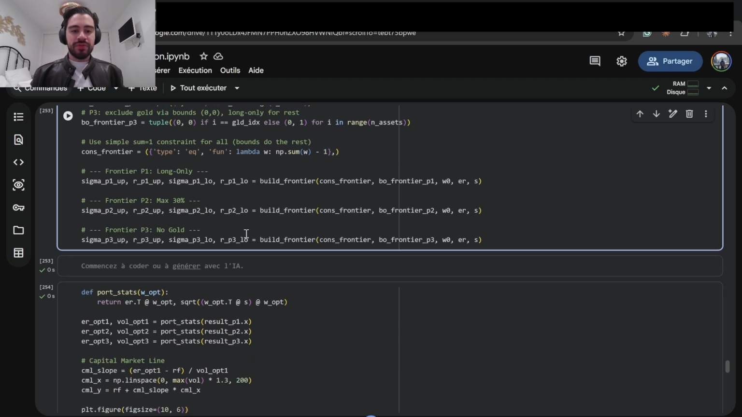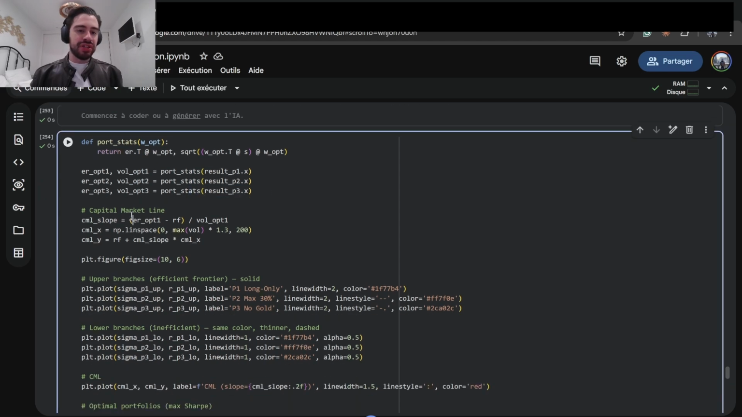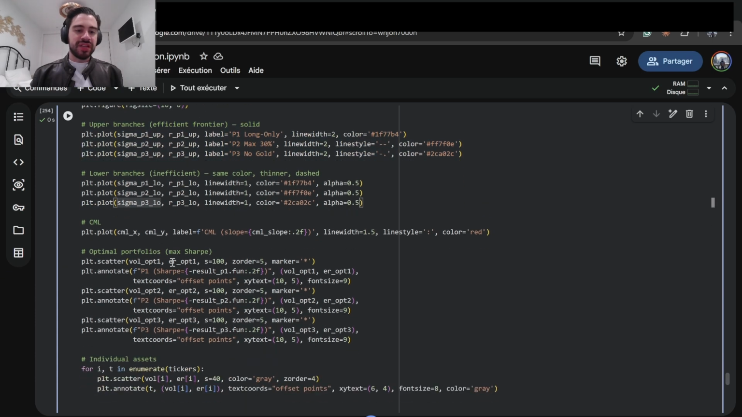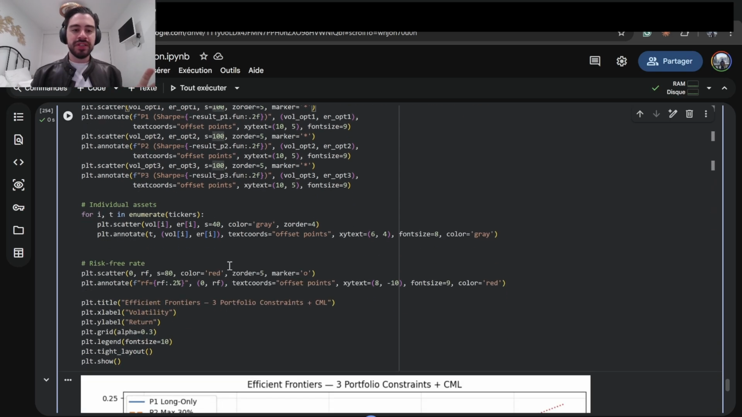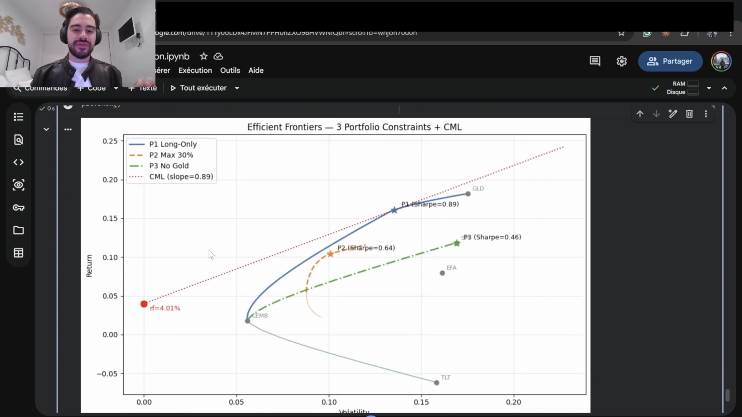And well, this is the most important part. Here I'm plotting. I'm getting this function here. I am drawing the capital market line, and I'm getting the upper branches and the lower branches as defined. I'm getting where the optimal portfolios are, at which point of the efficient frontier I maximize my Sharpe, and I get the returns of each asset in the plot, together with the risk-free rate.